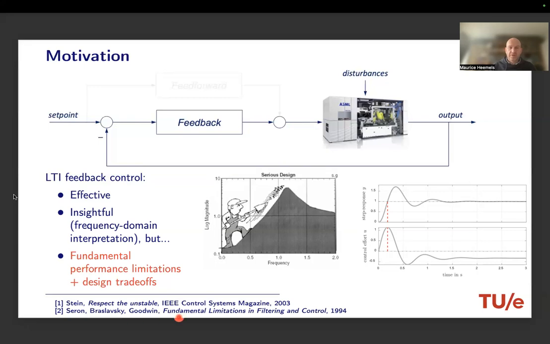And in fact, they're very well documented in this quite well-known book, Fundamental Limitations in Filtering and Control, that also describes in the time domain all sorts of limitations that you have if you stick to LTI control. Right, so that's a compromise you have to make if you stick to this powerful LTI framework for design. It means you cannot squeeze out the performance to the maximum because of these fundamental limitations in the frequency domain, but also in the time domain.